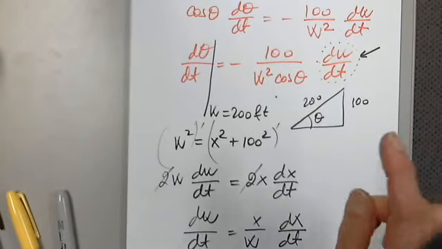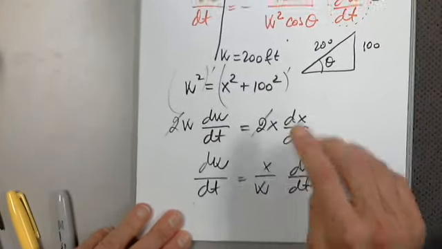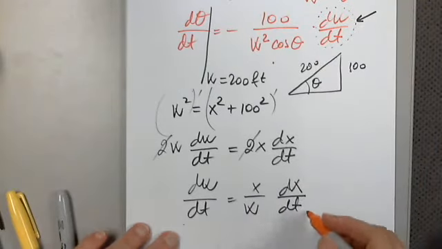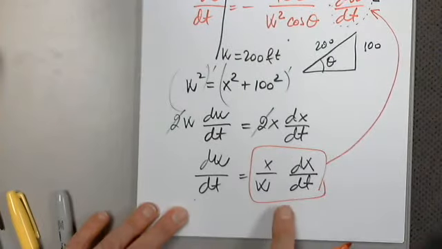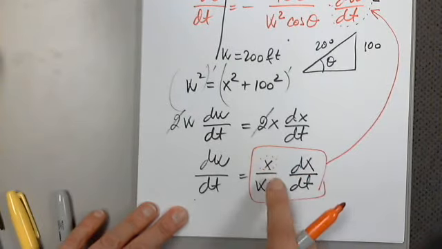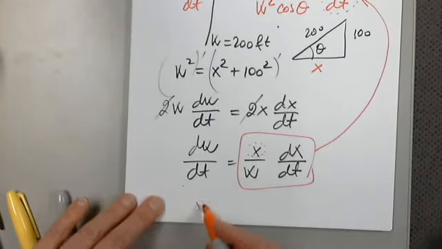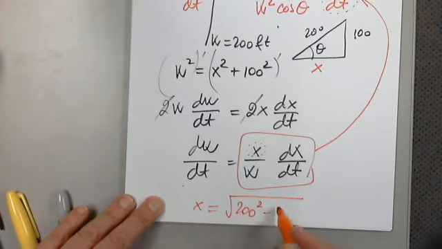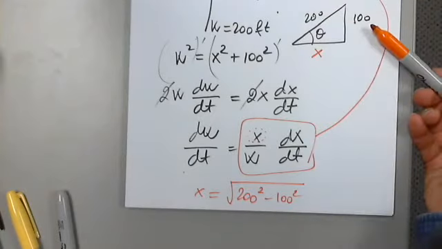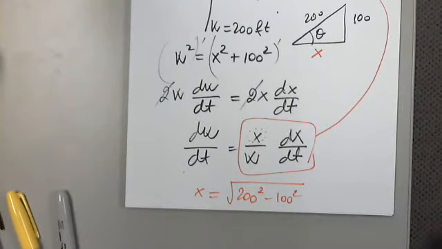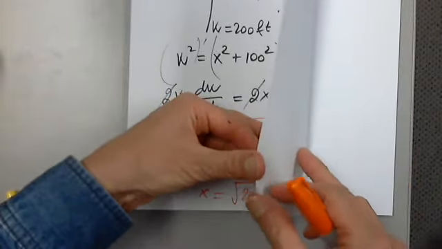Okay, so I have dx over dt, which is given to us. I have w, which is 200. I have to determine x and put it in here. So replace dw over dt with this. But again, I'm missing a little piece, which is x. So x will be the square root of 200 squared minus 100 squared, the hypotenuse squared minus the other leg squared. You don't have to calculate anything. We can just put them in and calculate everything at once.